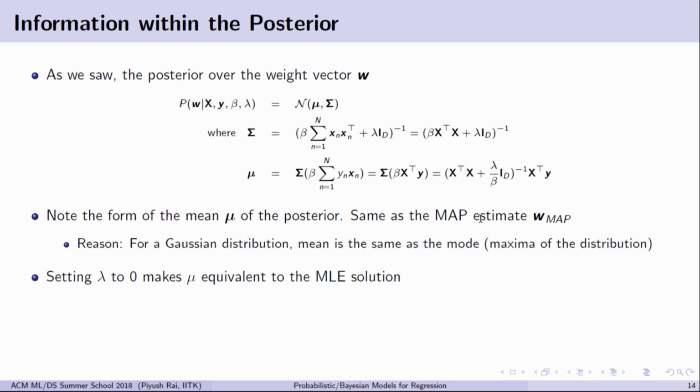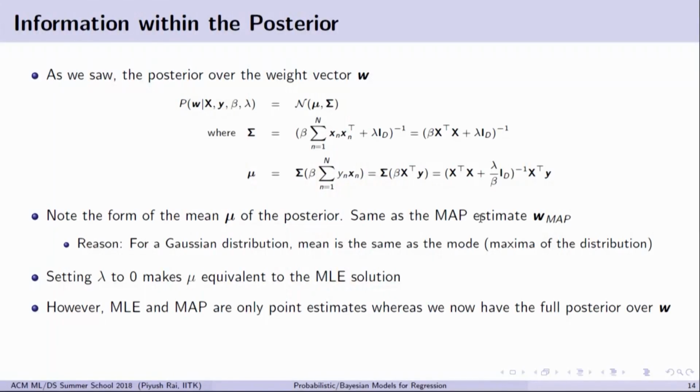Also, if you notice, if I simply set lambda equal to 0, then mu simply becomes the MLE solution. Lambda equal to 0 means basically we don't have any prior; we have an uninformative prior. Keep in mind that the main difference is that whereas in MLE or MAP we only had a point estimate, here we are getting a full distribution over W, which we can now use to make predictions.